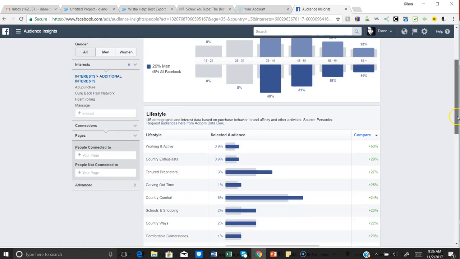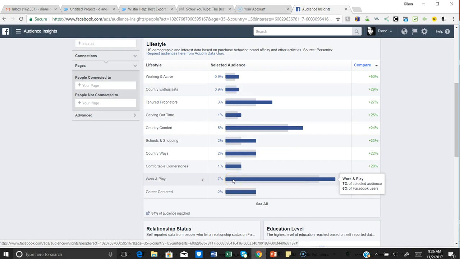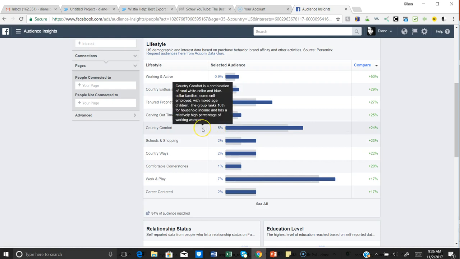Okay, what else do we know about these people? Look at this. This tells you about their lifestyle. When you're speaking to them, your best friend would be someone who really appreciates work and play, someone who really focuses on country comfort. If you want to know what this is, there's this great little eye here. Country comfort, as it says here, is a combination of rural white-collar and blue-collar families, some self-employed with mixed-age children. They rank 16th for household income and have a relatively high percentage of working women. Write that down. Those are all things you want to know, because you're creating this persona, right?